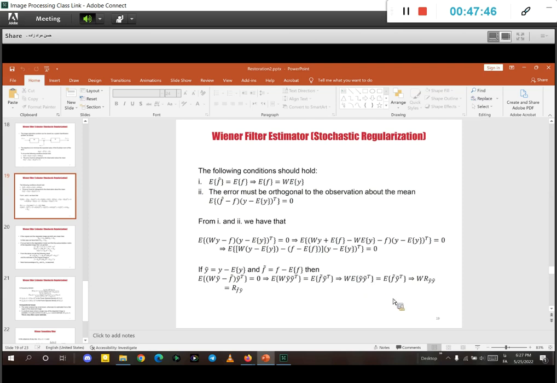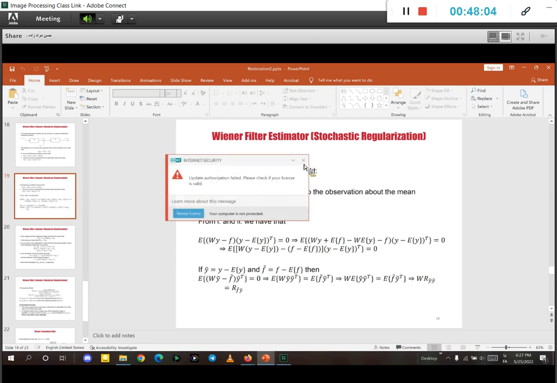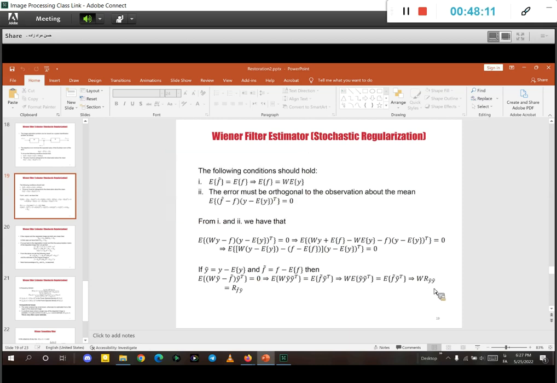But what is this item? Y hat transpose is the autocorrelation, or correlation. W times the autocorrelation of Y hat, and the other one is the cross correlation. F Y transpose: Y Y transpose is the autocorrelation, and F Y transpose is the cross correlation between F and Y.